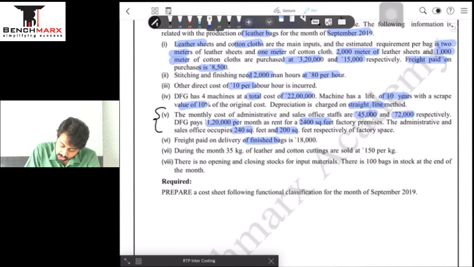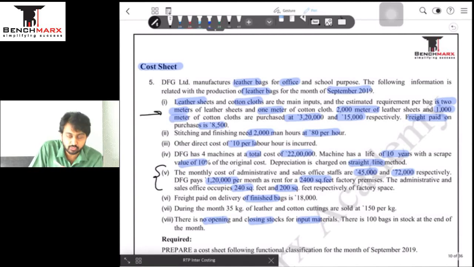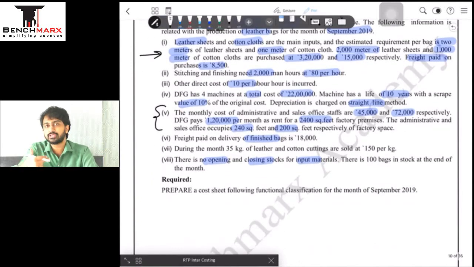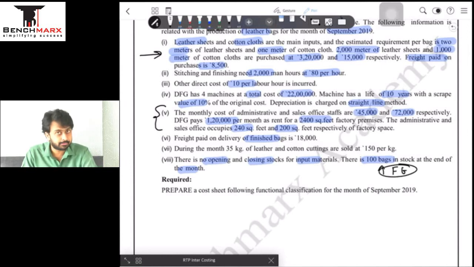ठीक है, देन देयर इज नो ओपनिंग स्टॉक एंड क्लोजिंग स्टॉक ऑफ इनपुट मटेरियल्स, विच मीन्स जितना अपन ने इनपुट मटेरियल्स परचेज किया है उतना ही कंज्यूम किया है, बिकॉज देयर इज नो ओएस एंड नो सीएस. दैट मीन्स द डेटा गिवन हियर इन दिस पैराग्राफ दिस विल डायरेक्टली बी यूज्ड एज अ कॉस्ट ऑफ कंजम्पशन इन द एब्सेंस ऑफ ओएस एंड सीएस. ठीक है, देयर आर 100 बैग्स इन द स्टॉक इन द एंड ऑफ द मंथ, दिस इज 100 बैग्स विच मीन दिस इज माई स्टॉक ऑफ फिनिश गुड्स, नॉट आरएम.